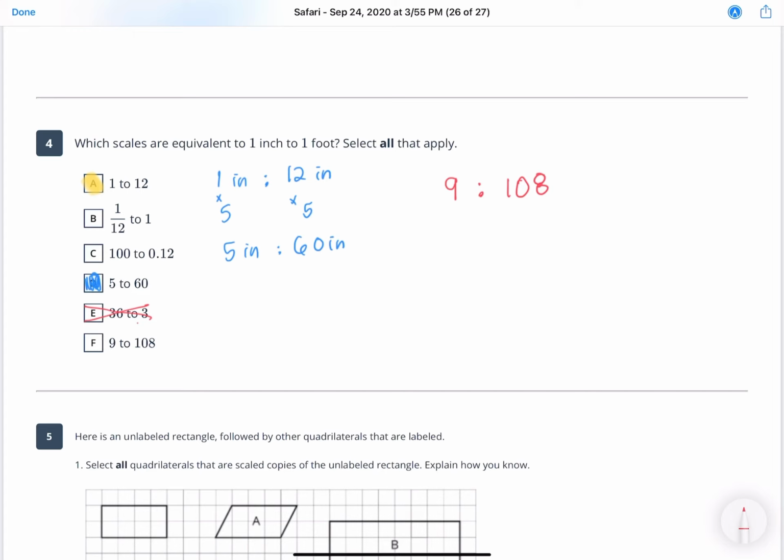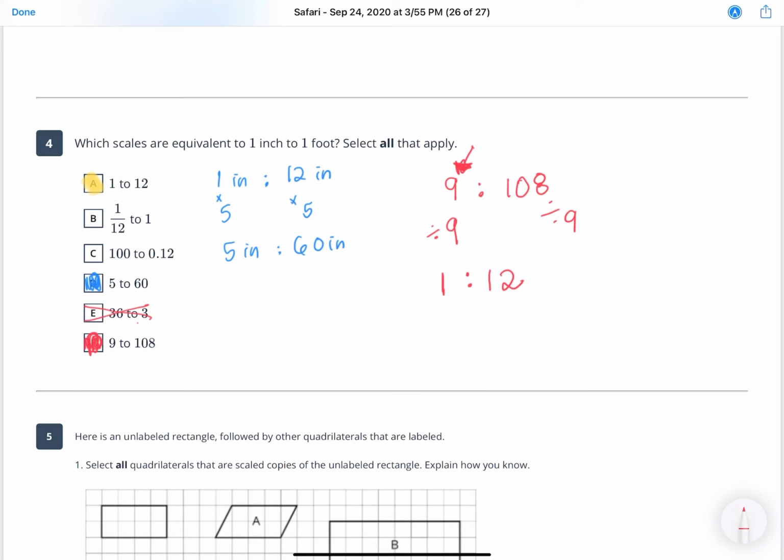If we wanted to figure that out, we could divide by 9 on both sides. And why I chose to divide by 9 on both sides is because I want to get this side to 1, to where it matches the ratio that was in the question. So this is 1. And when I divide 108 by 9, I should get 12, which definitely satisfies the ratio.